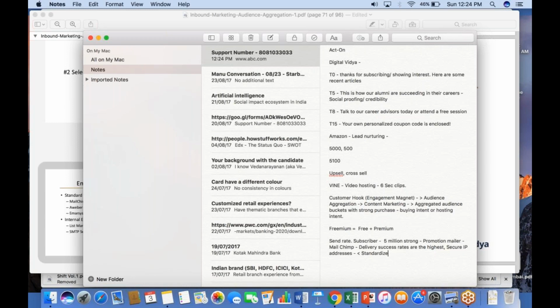So if you're selling standardized products with a huge subscriber base, use MailChimp. However, if you are selling, say, non-standard products, and you want not just a promotional email platform, but a platform through which you can set up automated rules for engagement, very similar to the T0, T5, T8, T15 rule, which I spoke about.